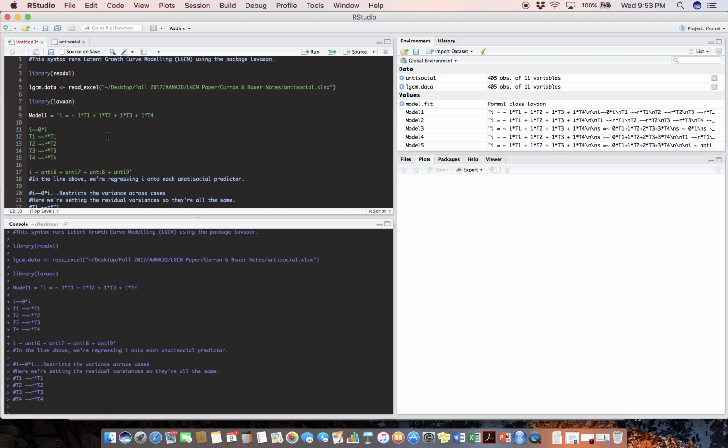All right, so with our first model, it's important to note that in the latent growth curve modeling framework, we're starting with the most restrictive model and moving to the least restrictive model. So we should see improvement in fit as we go through each of our models. And again, the 3 pieces of information that we're going to be constraining are the intercept, the slope, and the residual values.